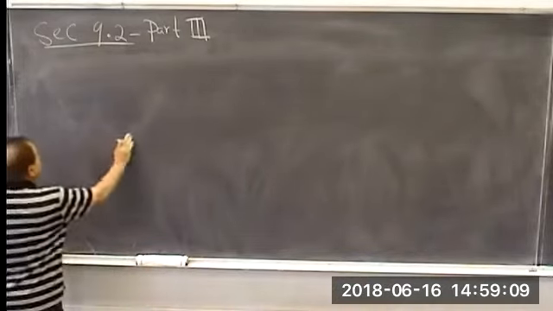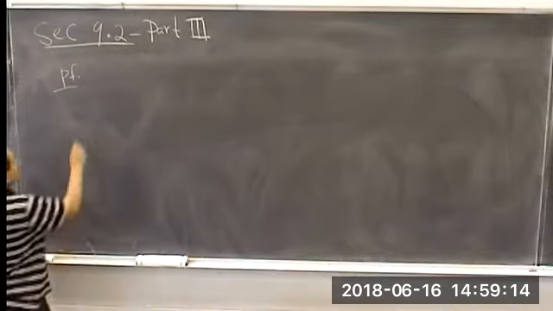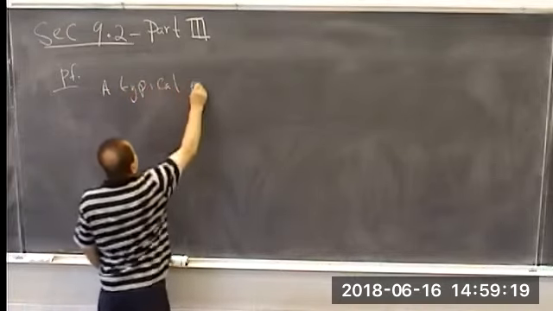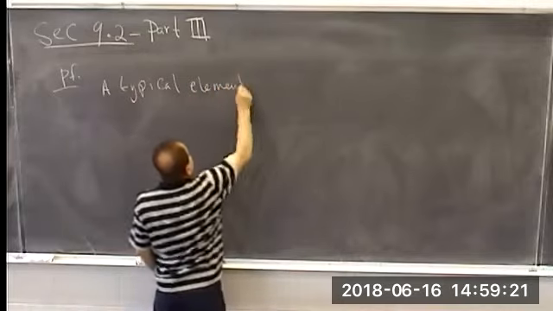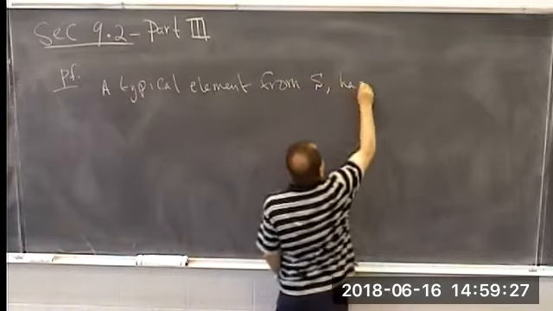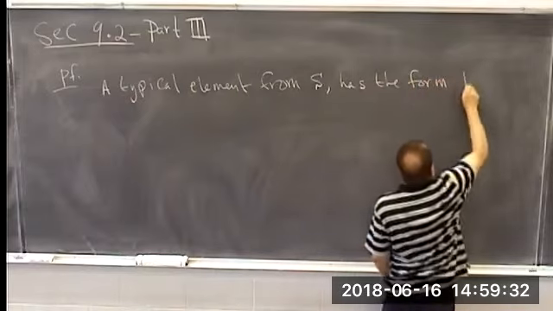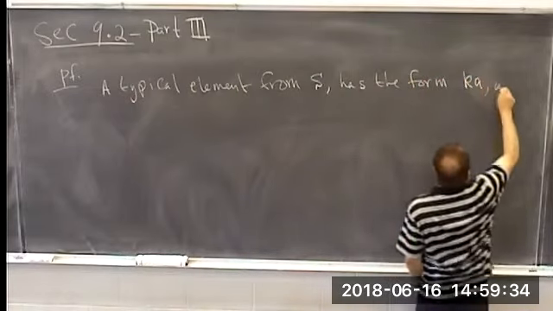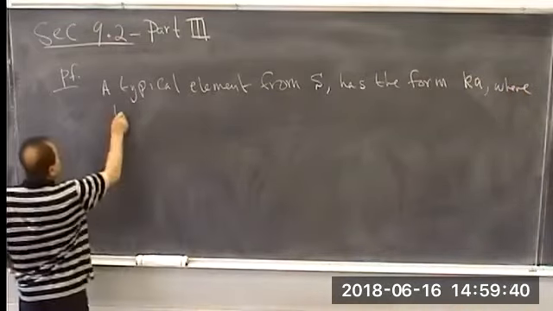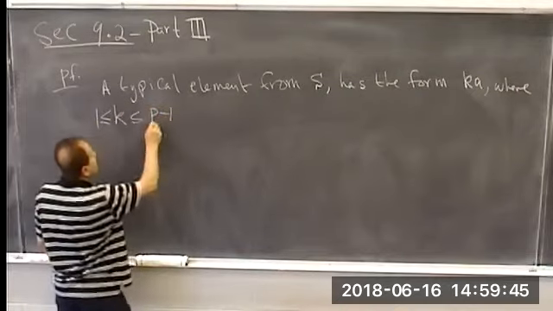The proof. A typical element from S has this form: k times a, where k ranges between 1 and (p minus 1) over 2.